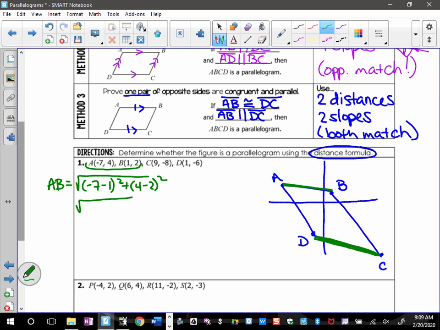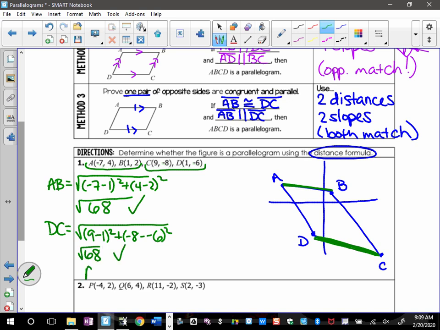That's going to give me square root of, let me see, square root of 16. I'm not going to simplify because I really just need to see if I have a match. Okay, for DC, I'm hoping to get the same thing. We have 9 minus 1 squared and -8 minus -6 squared. I type that in. I get 68 again. So those two are a match.